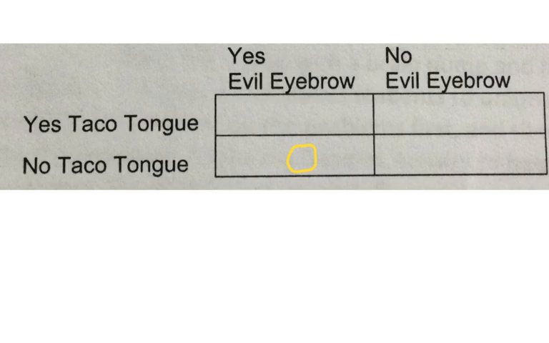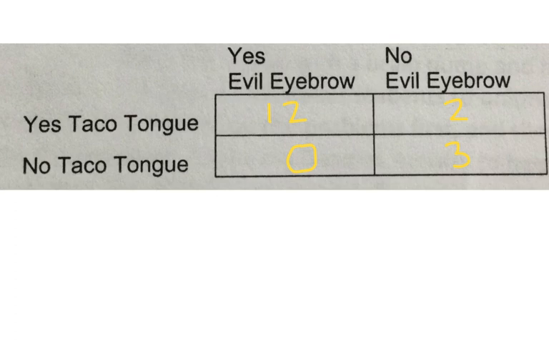Here, in the third one, we've got 3 people that could not do the evil eyebrow and could not do the taco tongue. So we're going to put a 3 in that box. Here was 2. That's for people who can do the taco tongue but can't do the evil eyebrow. And then we've got 1, 2, 3, 4, 5, 6, 7, 8, 9, 10, 11, 12 people that could do both. Okay, so in that box we're going to put a 12. So again, what we've done here is called a two-way table that we've just created.